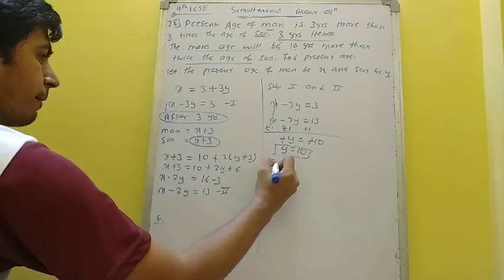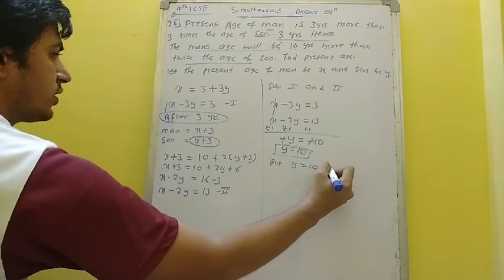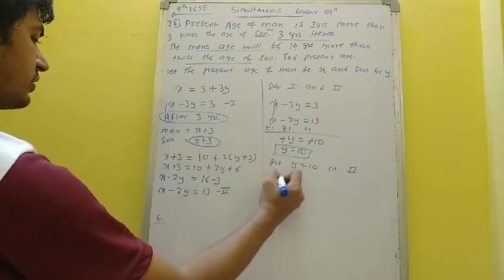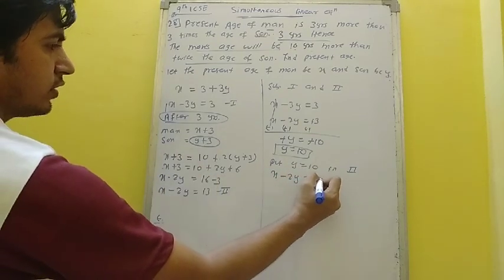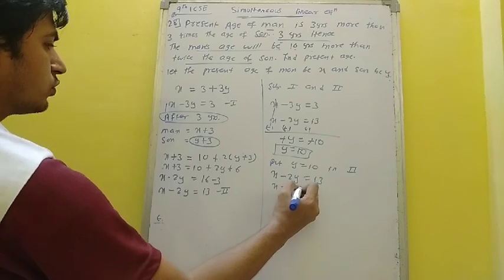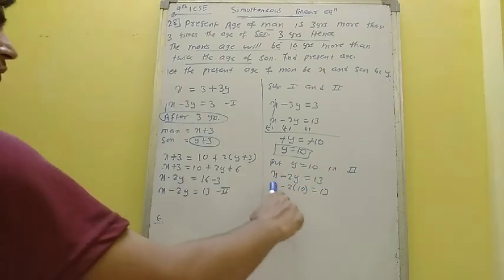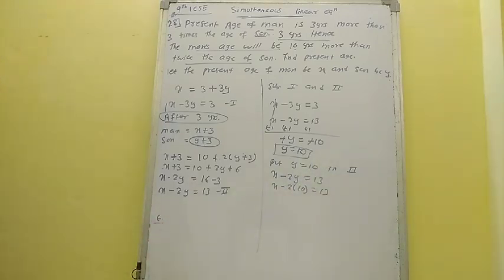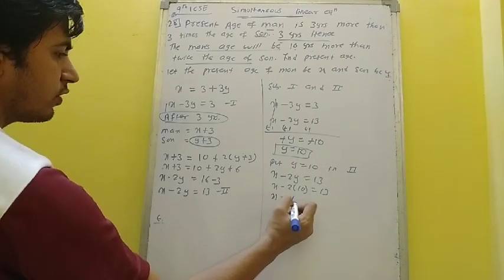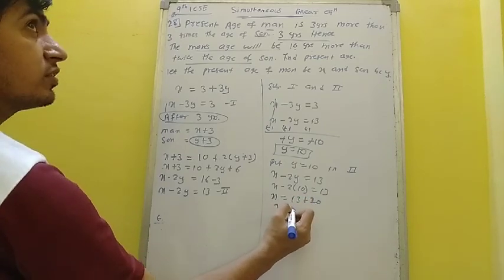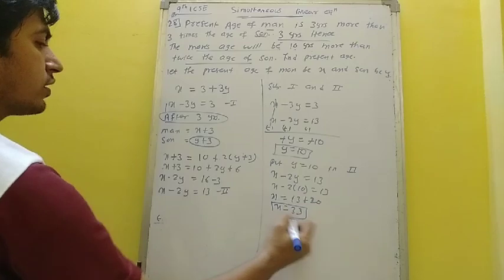Okay. Put y is equal to 10 in 2. I will substitute in 2. So we have x minus 2y is equal to 13. X minus 2 into 10 is equal to 13. 2 into 10 is 20. Minus 20 will go there and become plus 20. So it is x is equal to 13 plus 20. So value of x is 33.